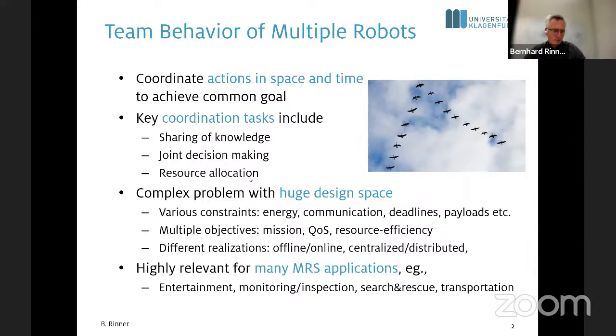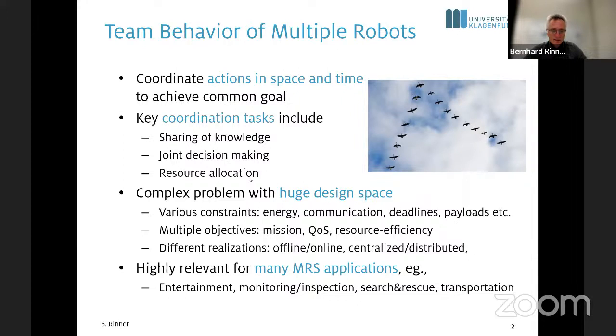And then a third dimension of this problem domain relates to the realizations. We can implement coordination problems either online or offline, and centralized or in a distributed fashion. There are various ways in which we can realize that.